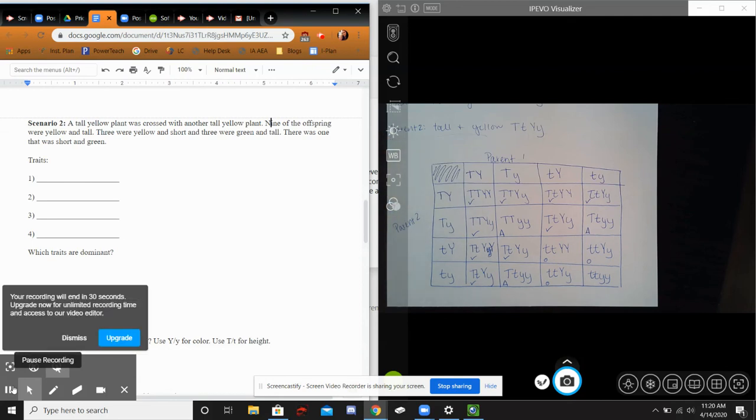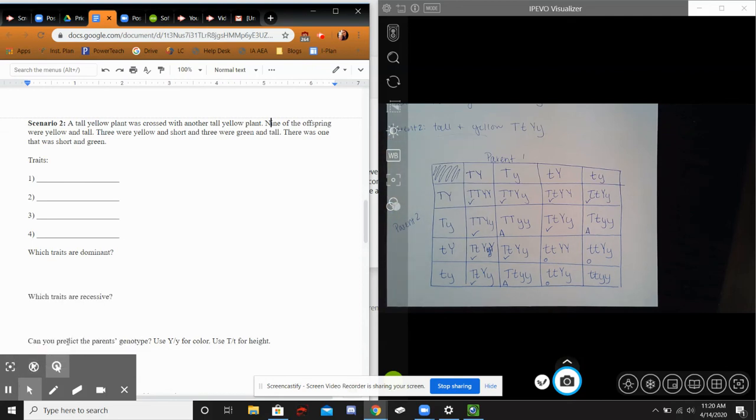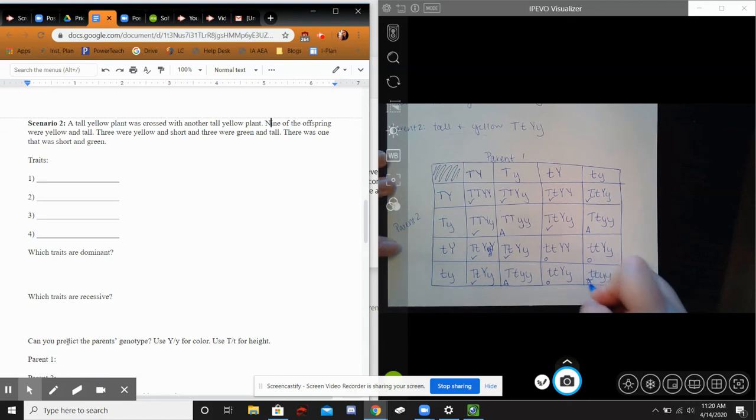And the very last thing it says is that 1 was short and green. So we find our short and green, and it's right here where we have all recessive alleles, and that will finish up this dihybrid Punnett square.